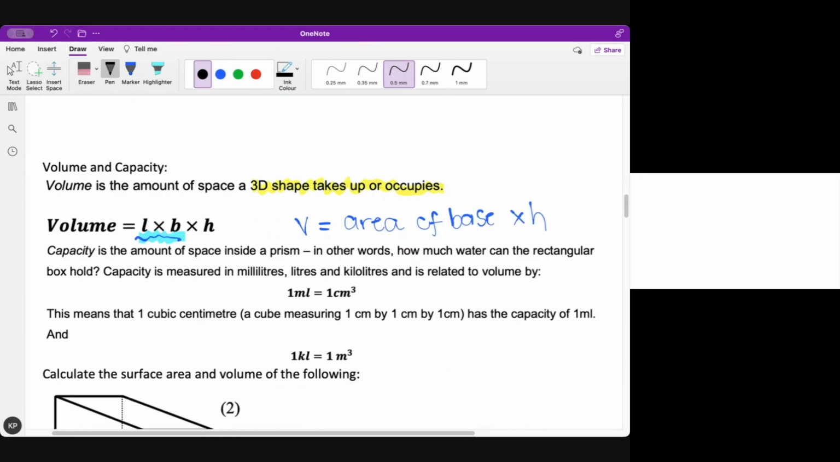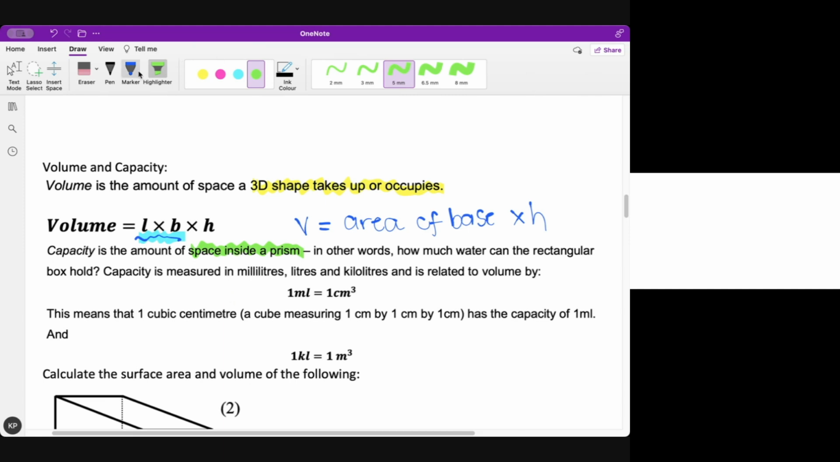Okay. Now capacity, as I said, is the space that is inside. So think of storage. Think of storage. You're welcome, Seth. So volume, how much space does it take? Capacity, how much stuff can I put inside? So how much water can this container hold?